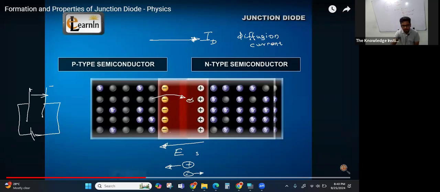Now if a hole comes to this side, due to this electric field the hole also experiences an electric force in this direction. So due to this electric force, holes will move again in this direction. This is due to the built-in electric field.